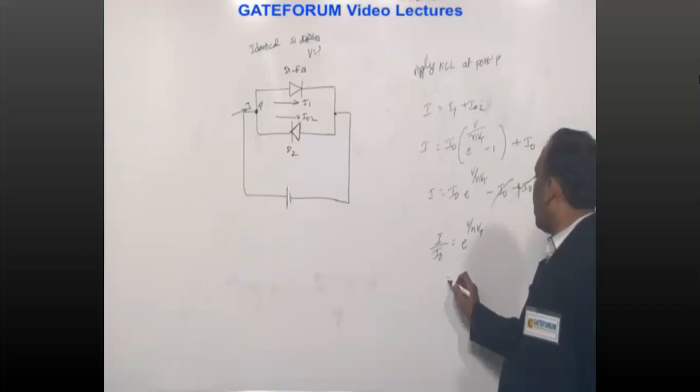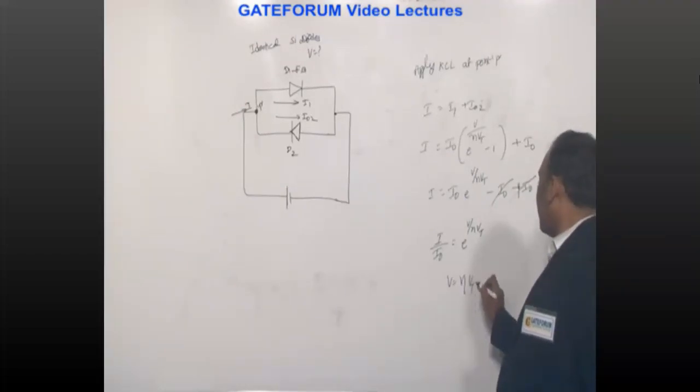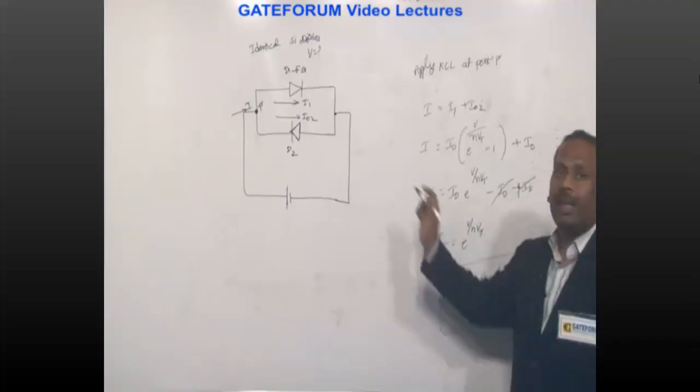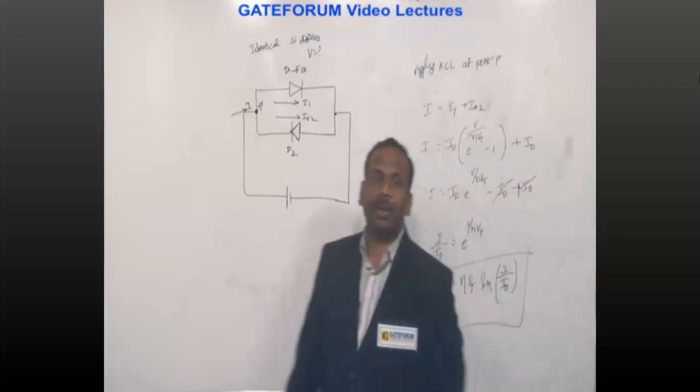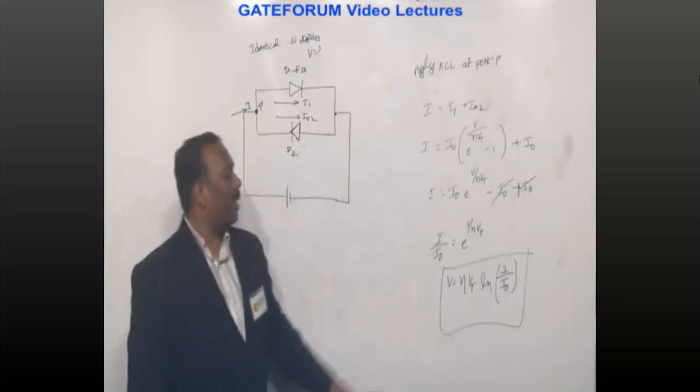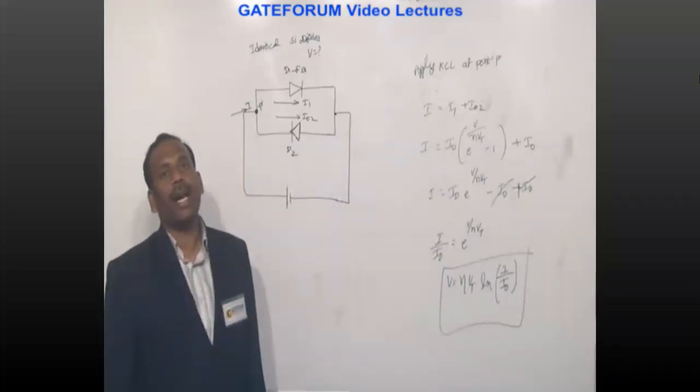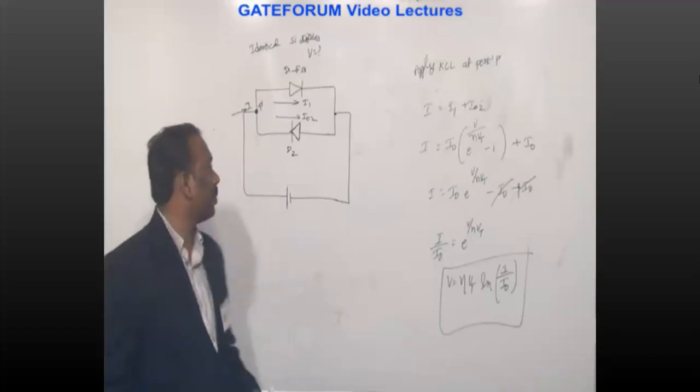Therefore, from this one, v equals eta vt ln of I by I0. In this figure, the voltage across the diodes, the parallel combination of diodes, is eta vt ln of I by I0. It's clear? Next one.